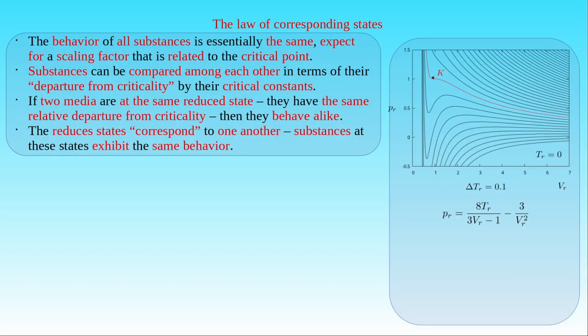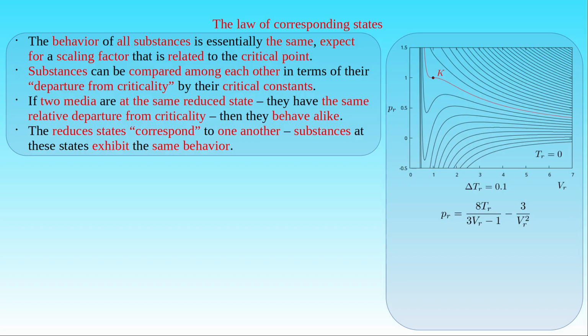Here we present the isotherms of the reduced equation of state, telling us that the reduced pressure P_R is equal to 8 times the reduced temperature T_R over 3 times the reduced volume V_R minus 1, minus 3 over V_R squared. The isotherms are shown for the reduced temperature in the range between 0 and 4 with intervals of 0.1. The critical isotherm is represented by the red curve with the critical point K of the substance at the point of inflection of the isotherm, where the reduced temperature, the reduced pressure, and the reduced volume are equal to 1. As the equation of state shows, the reduced pressure is divergent at the reduced volume equal to 1 over 3, that is at the excluded volume of the molecules comprising the substance in the hard sphere model.